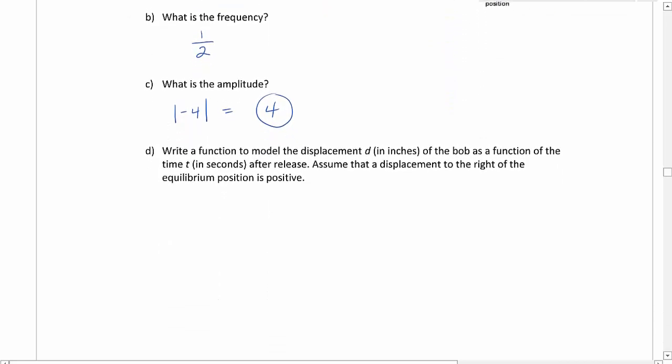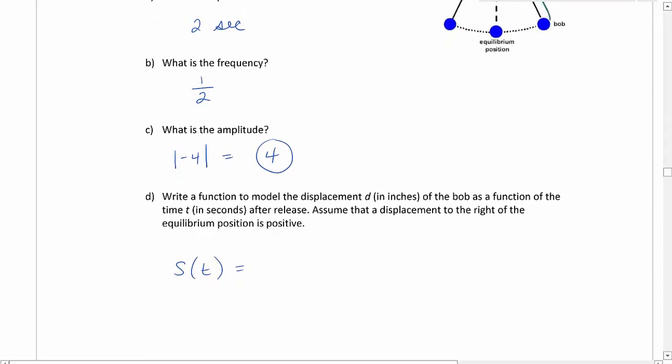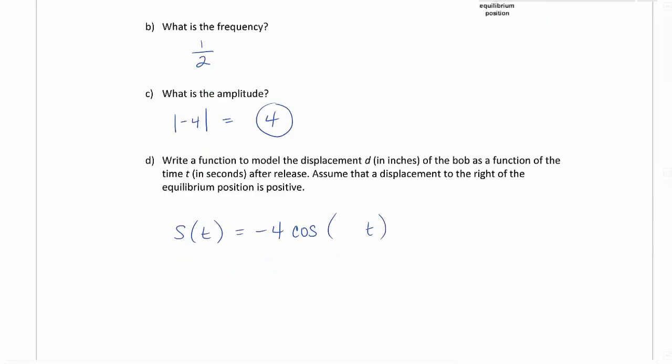And now we want to write a function that models the displacement d of the bob as a function of the time t after release. We'll assume that the displacement to the right of the equilibrium position is positive. So since we were pulled to the left, we're starting at a negative. S of t. We've already stated that A is equal to -4. We're using cosine because we're not starting at 0. And then we'll have our omega t, and we need to figure out what omega is again using the period.